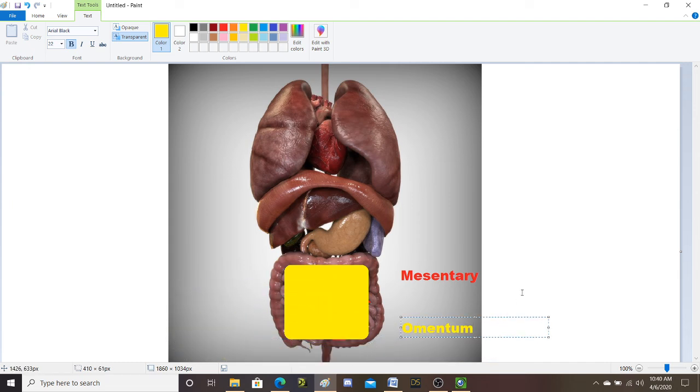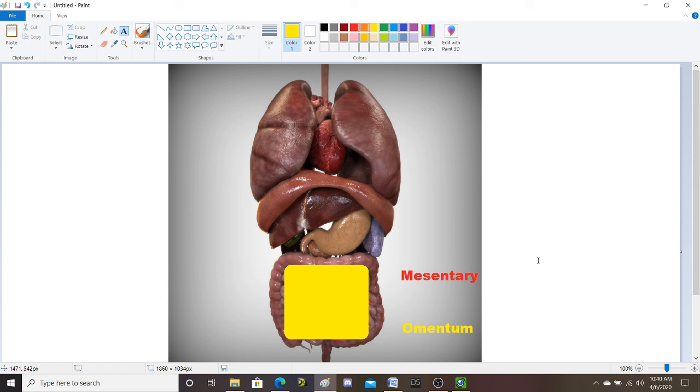And it's used primarily as an immune system structure. It has lots of white blood cells that can aid in phagocytizing foreign invaders. And so it's an important structure as well.